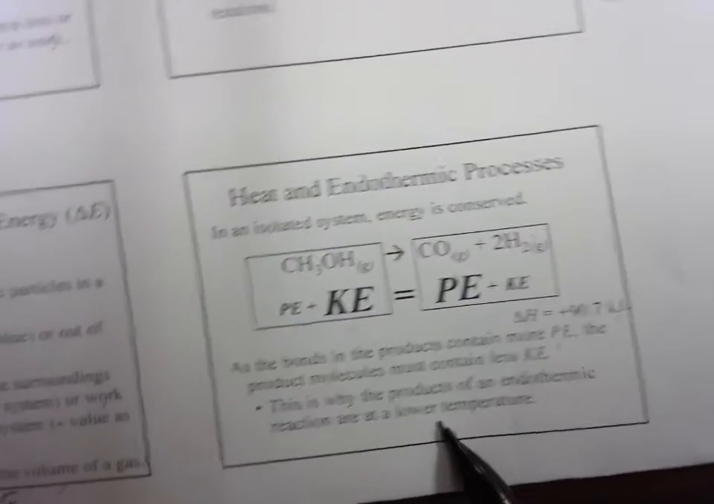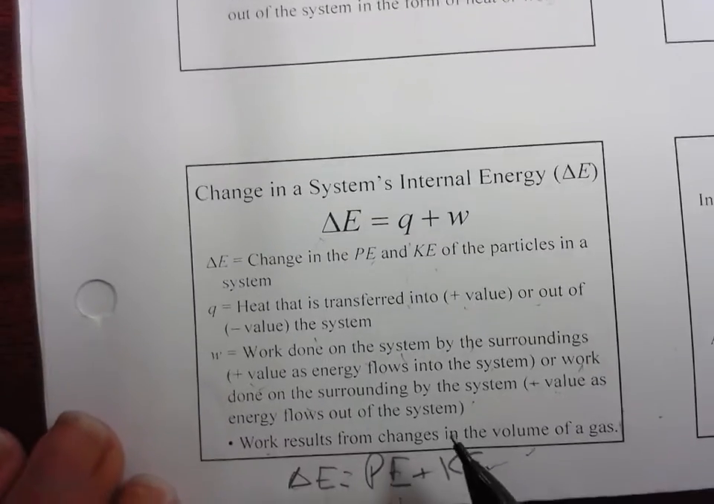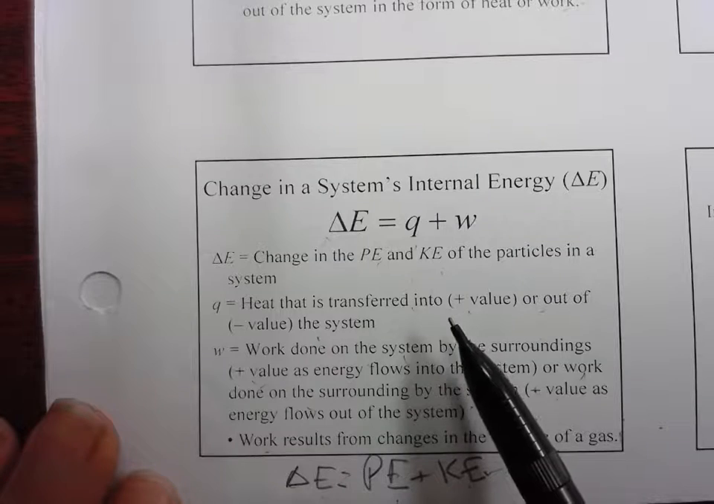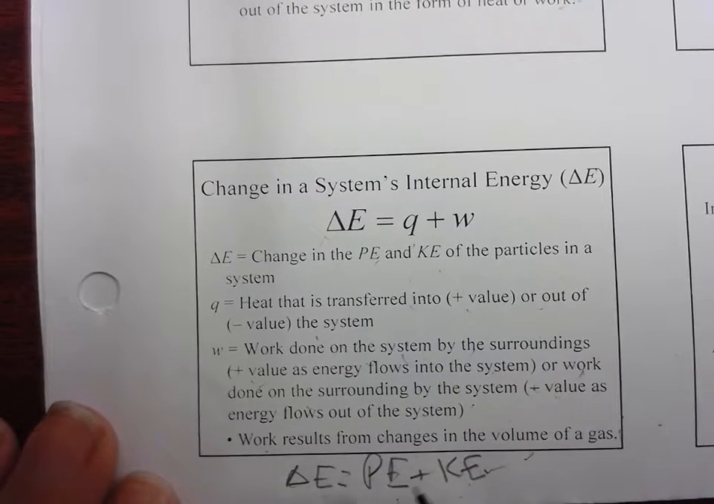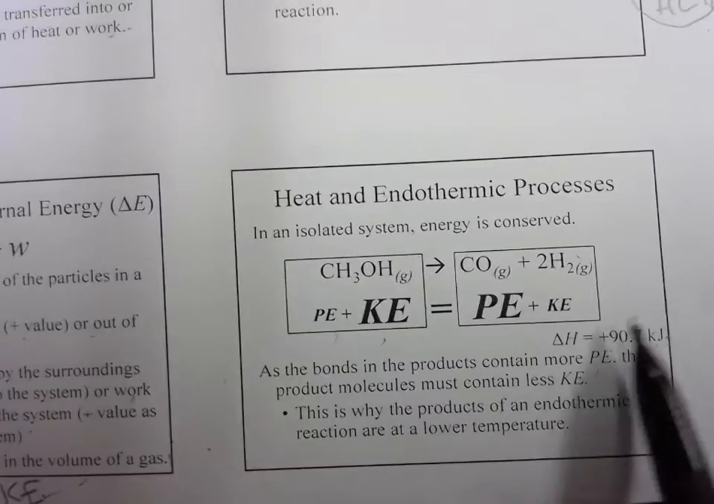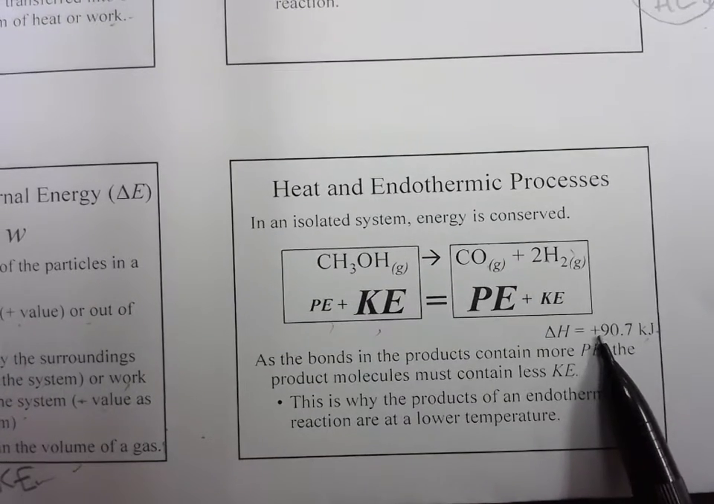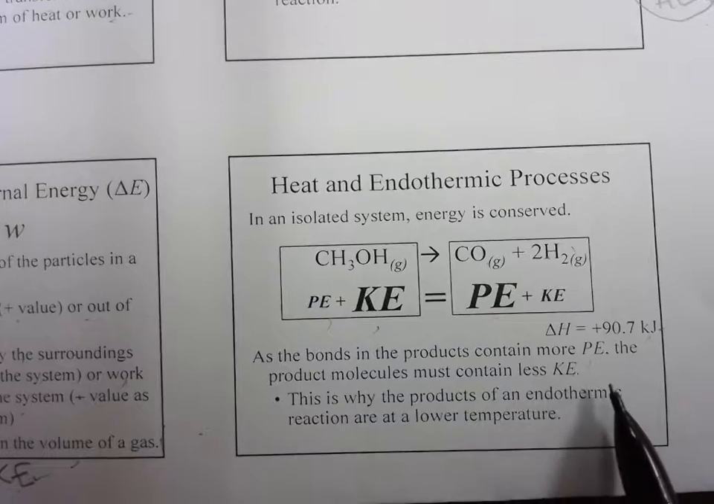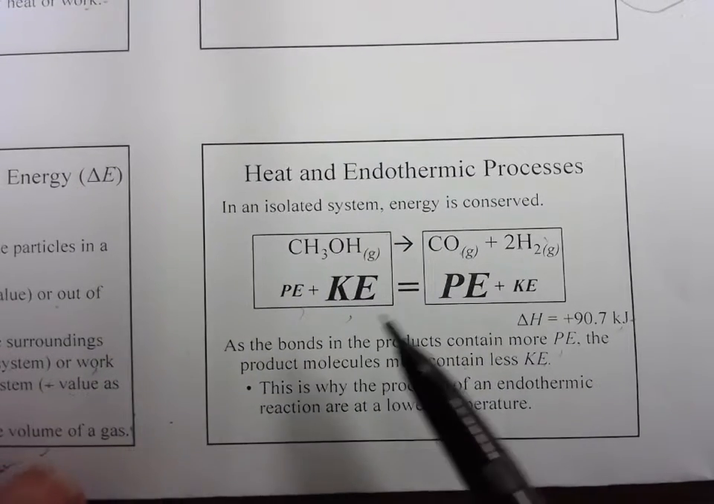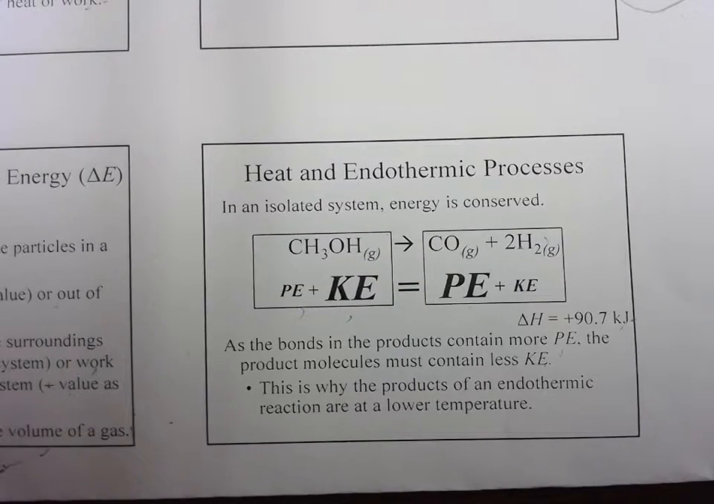So if we go back to our slide over here, if we're transferring heat into the system, we're pulling heat from our surroundings. We have a positive value for Q, right? A positive value for our delta H. That means we're pulling heat from our surroundings into our system. And that's what's happening here when methanol decomposes.